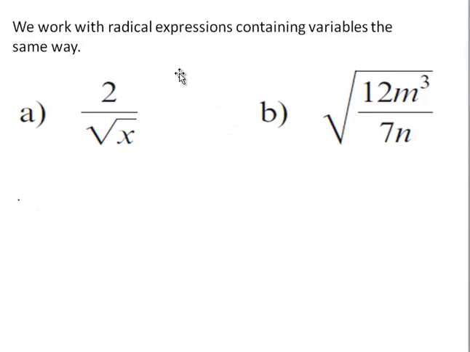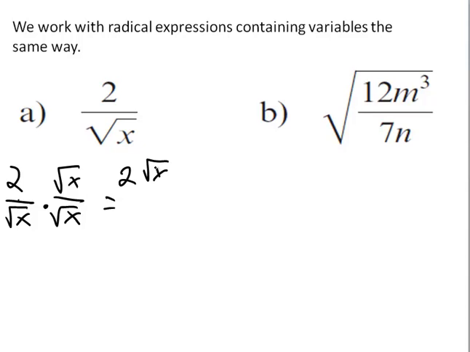Here's another pair. If they have a variable in the denominator, you handle it exactly the same way. So this is 2 over the square root of x times the square root of x over the square root of x, because together those will make a whole, right? So now I have 2 times the square root of x over just plain x. If you want to think of it this way, it's the square root of x squared. And remember from before, this cancels out and just leaves behind the x.